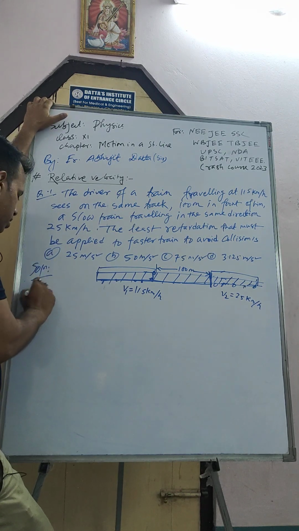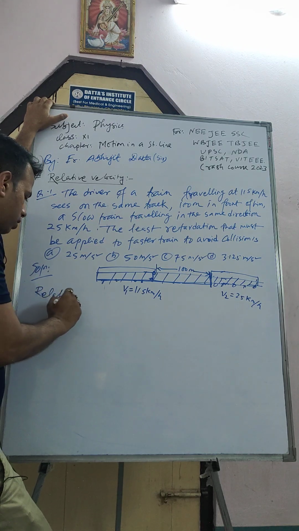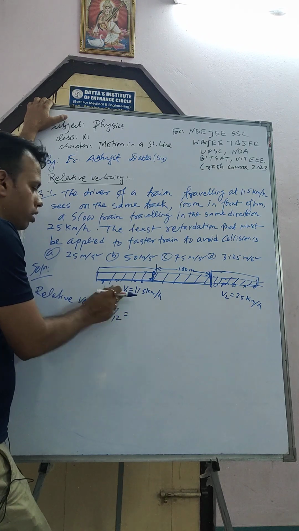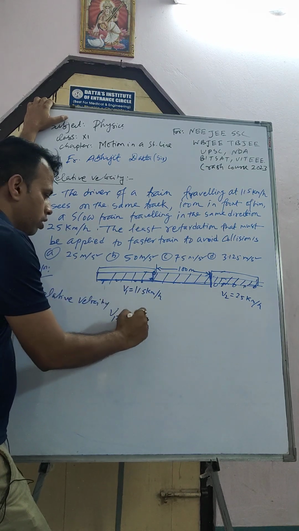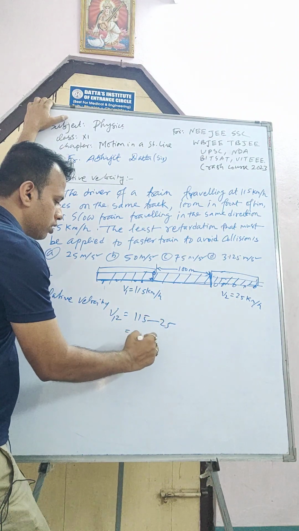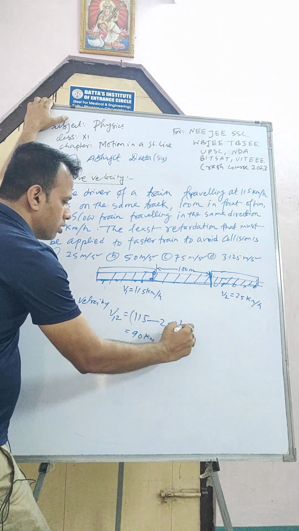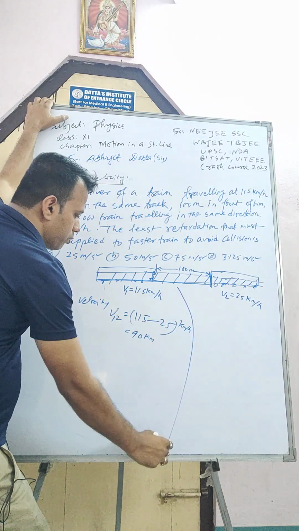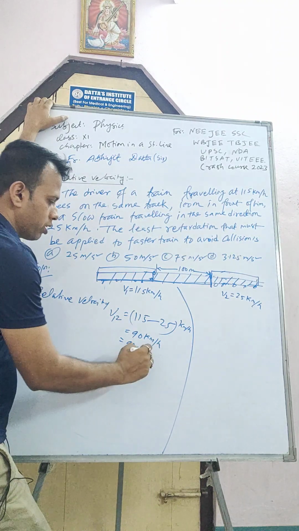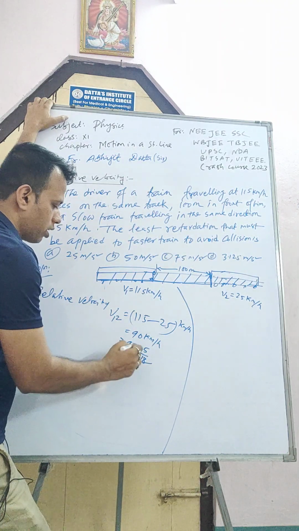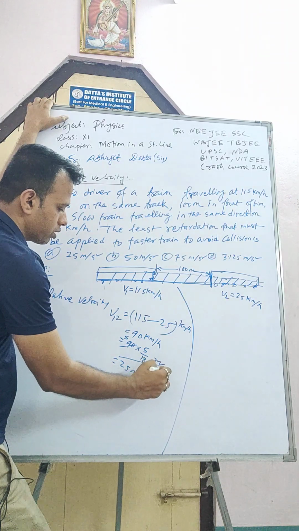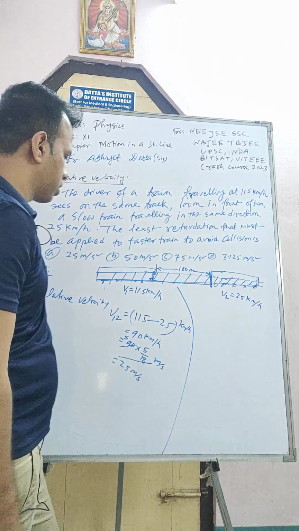So here the relative velocity V12, the relative velocity of 1 with respect to 2, will be 115 minus 25, since they are in the same direction and the velocities are subtracted. It will be 90 km per hour. Now 1 km per hour means 5 by 18, so it will be 25 meter per second. I converted this kilometer per hour into meter per second.